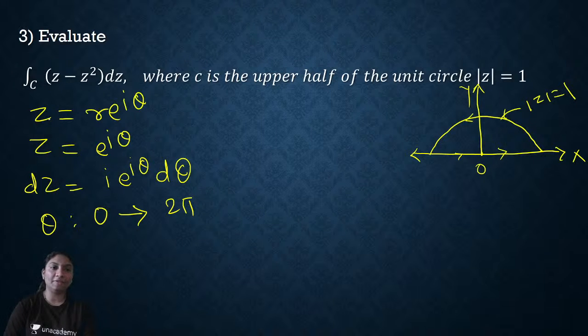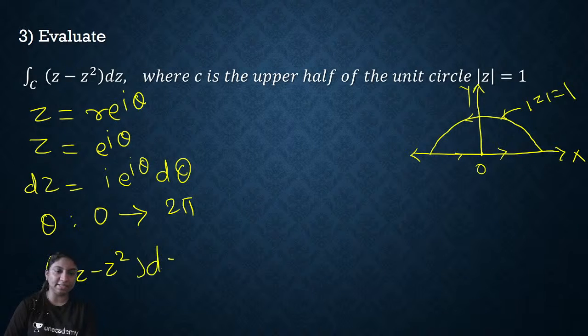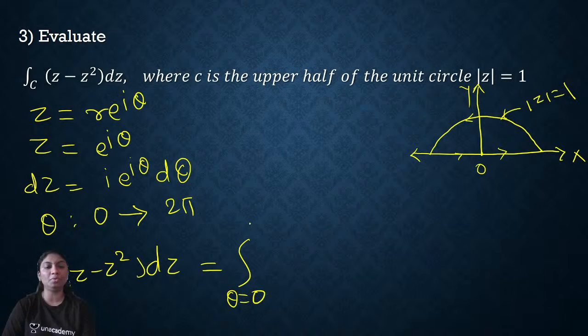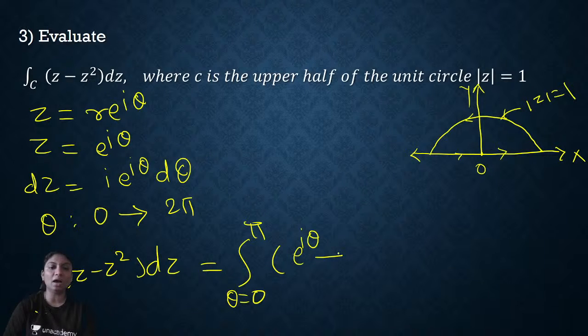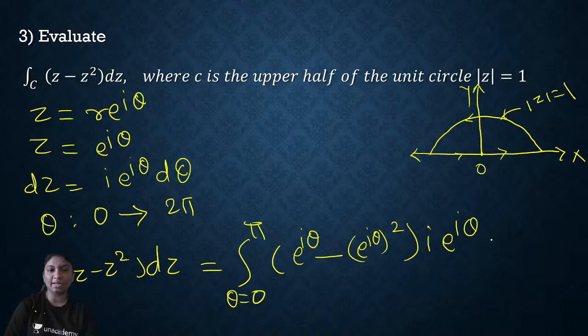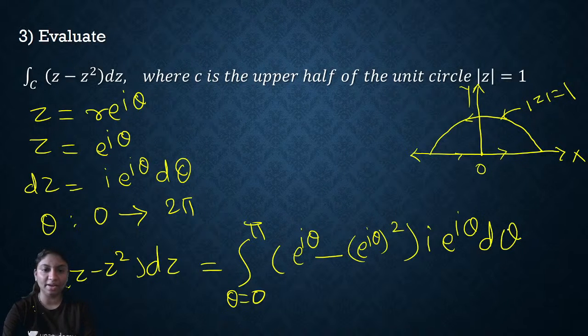So here, integral over c of f of z dz, we can integrate this. Integral over c of (z minus z squared) dz is equal to, now it is converted into theta from 0 to pi, where z is equal to r e raised to i theta, but r is equal to 1. So we can write e raised to i theta minus (e raised to i theta) squared, and dz is equal to i e raised to i theta d theta. Okay, now we will evaluate like this.